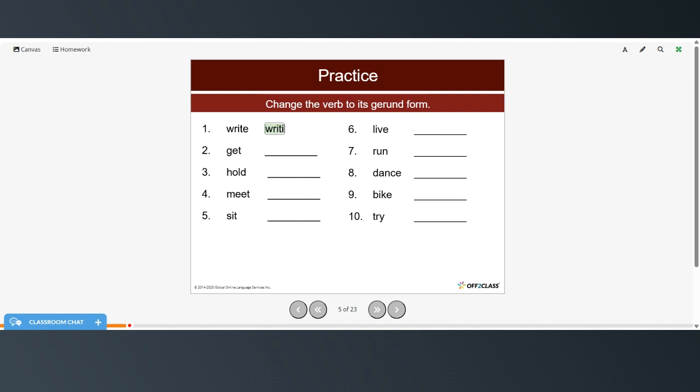So we have writing, drop the E, getting, double the T, holding, eating, sitting has the double T, living, drop the E before adding ing, running, with double N, dancing, drop the E, biking, and we drop the final E, and trying.